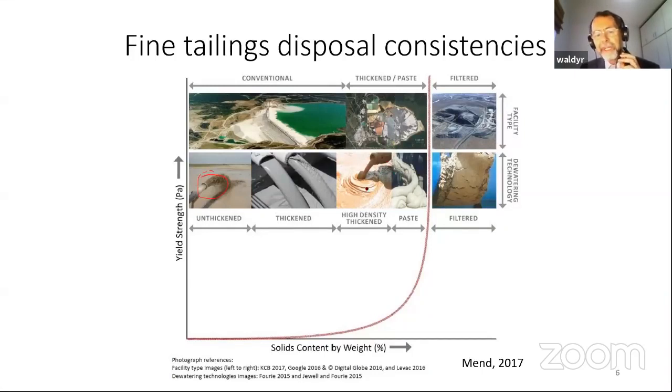And then you have the thickened high density tailings, and then the paste. And also you have the possibility of something that is going to be filtered, and then you have something that resembles a cake. So these are the consistency possibilities that we have for this material.